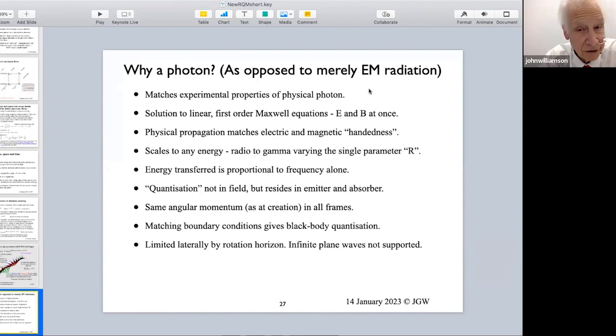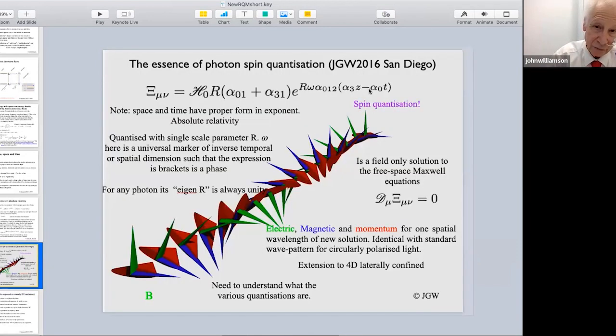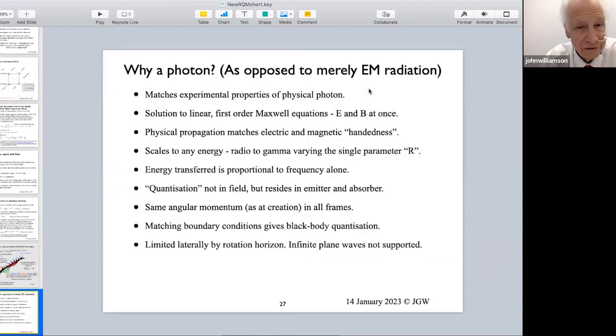It's the solution to the linear first-order Maxwell's equations, E and B, at once. Its physical propagation matches the electric and magnetic handedness. I didn't mention that. If I switch the electric and magnetic field here, if I change the handedness of it, so put minus alpha 3-1 there, then the thing propagates in the opposite direction. Automatically, it's in the maths. So it matches the physical propagation of the electric and magnetic handedness. E cross B gives me the direction of propagation.